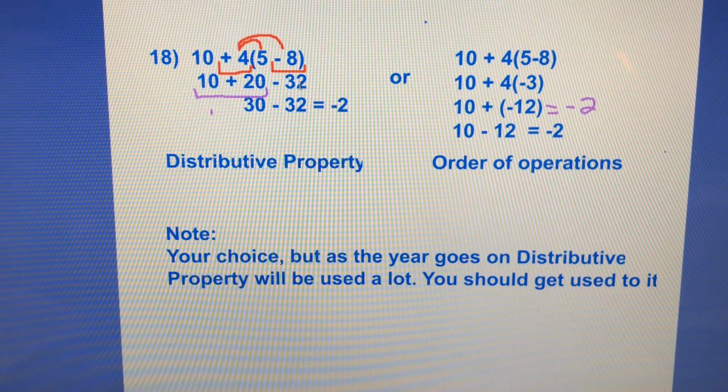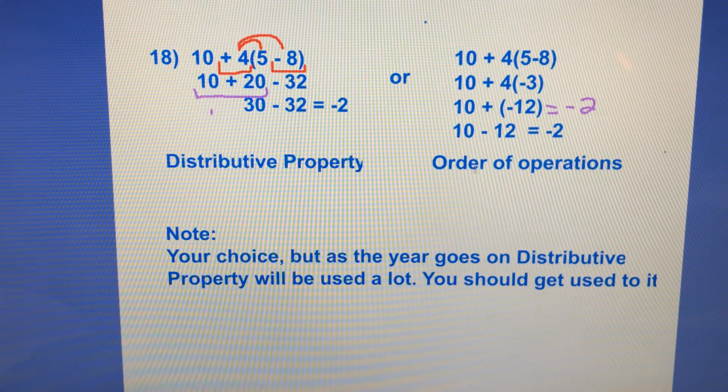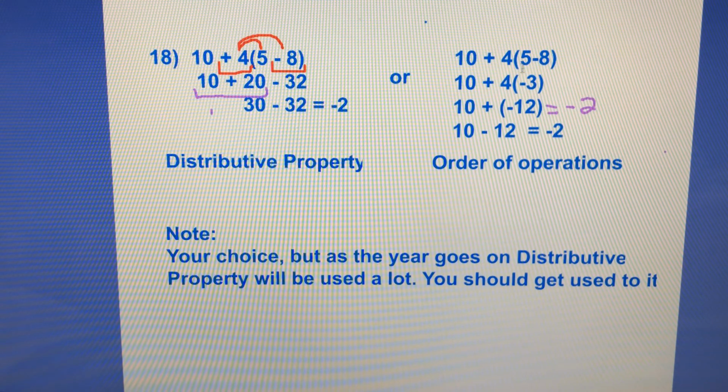Whichever you find easier, whether you use distributive property or order of operations, you will find that as the year goes on, we're going to use distributive property a lot. So it's good to have experience. But when you have a problem this simple, it's also easier to just solve what's in the parentheses first.